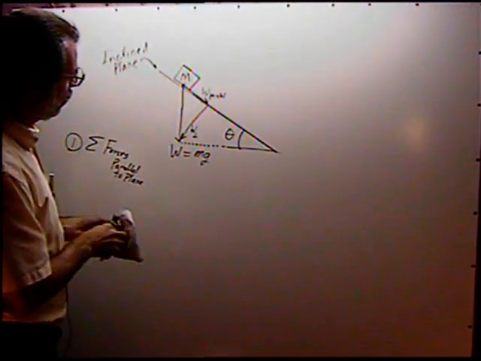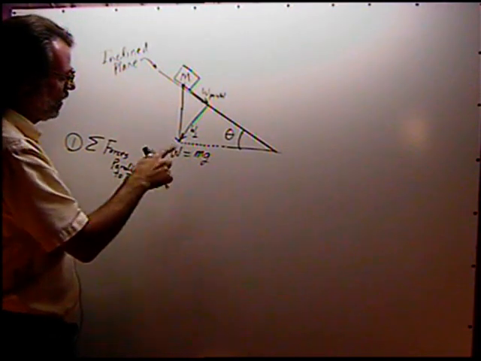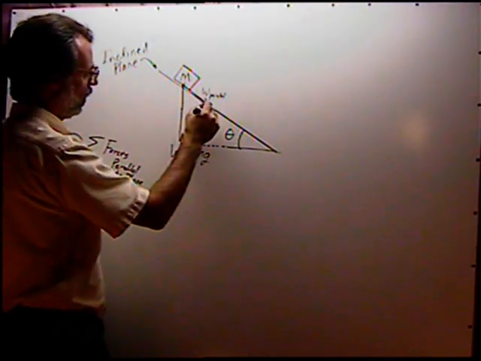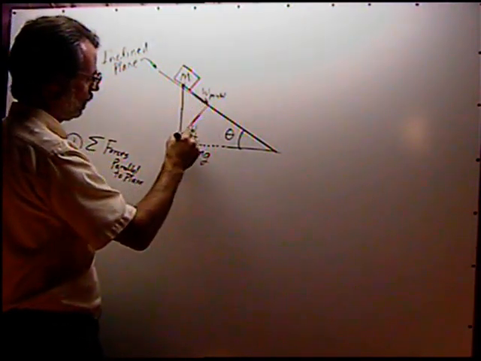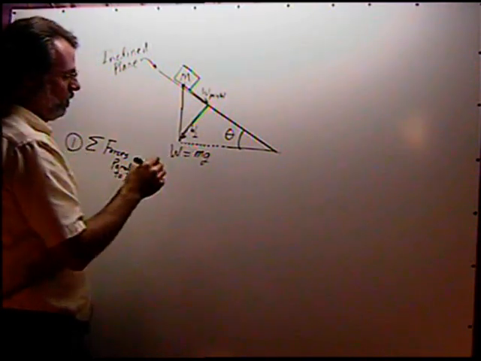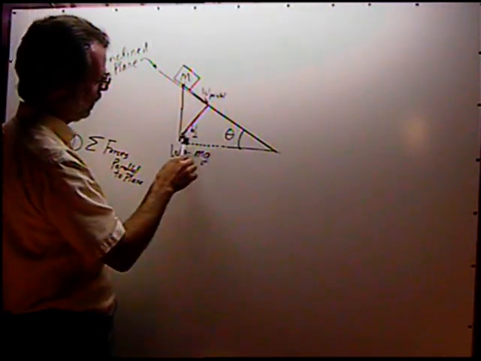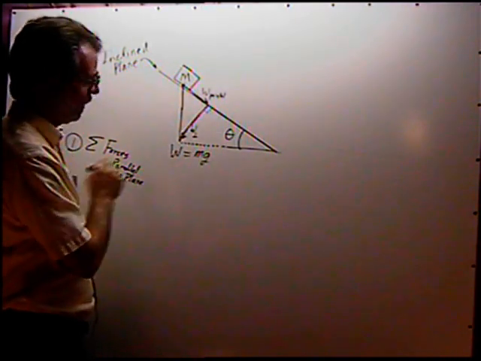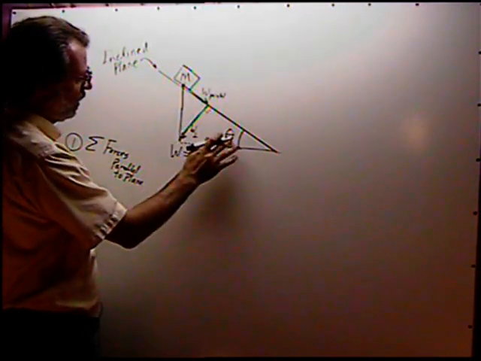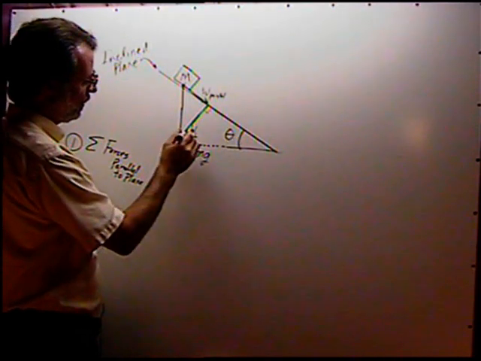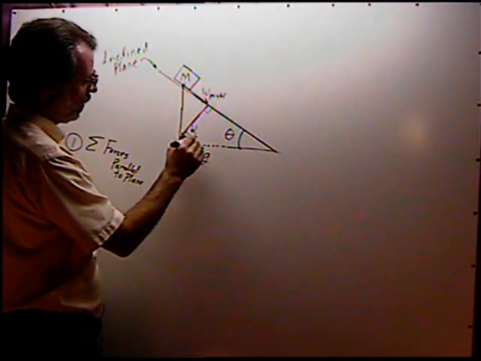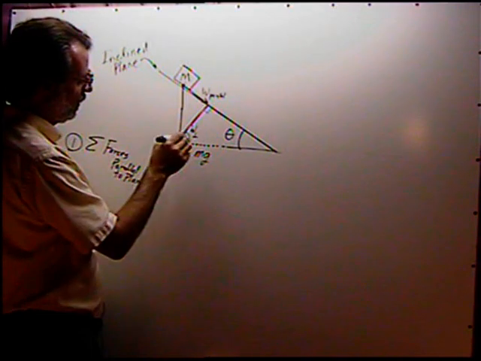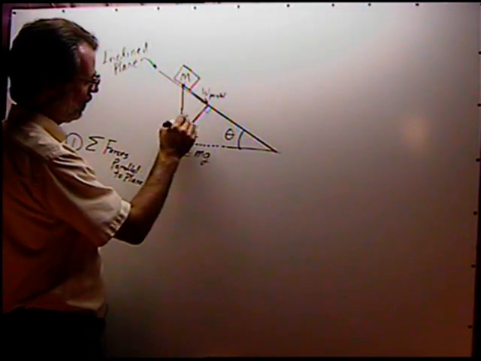Okay, well, let's go ahead. I hope you can see this diagram here. If this is a right angle, and if this is theta, then this angle right here I'm going to call alpha. If this is alpha, then this is theta also.